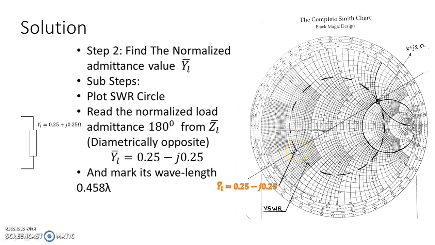Read the value of YL. See what value of real circle and reactance circle passes through this point. That is the value of YL. From the Smith chart, the value comes as 0.25 minus J0.25. This you can verify by easily calculating YL on your calculators. You know that ZL is 2 plus J2. Take the inverse of this and you will find 0.25 minus J0.25. That is the value of YL. Stretch the line outwards and mark the value of wavelength towards generator on the last scale. The value comes as 0.458 lambda.